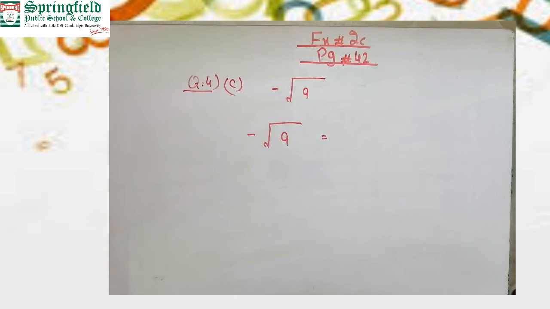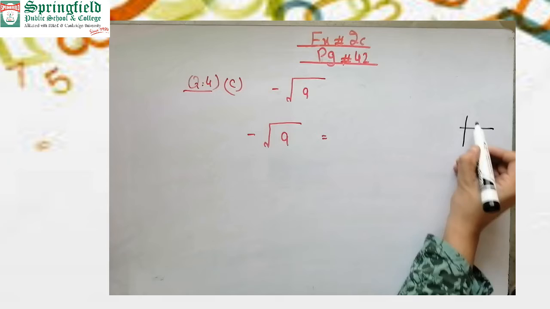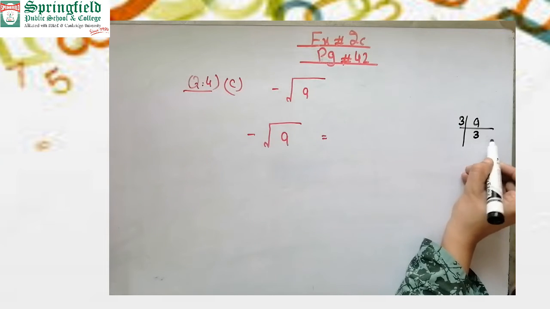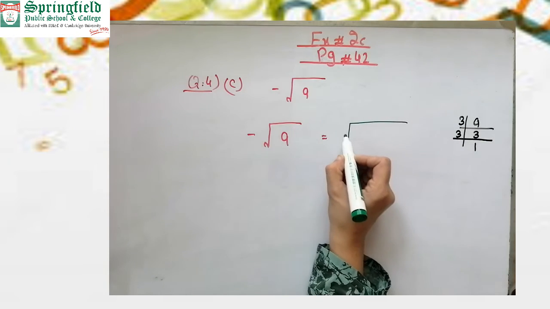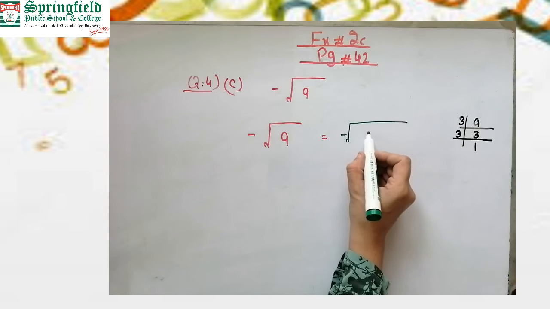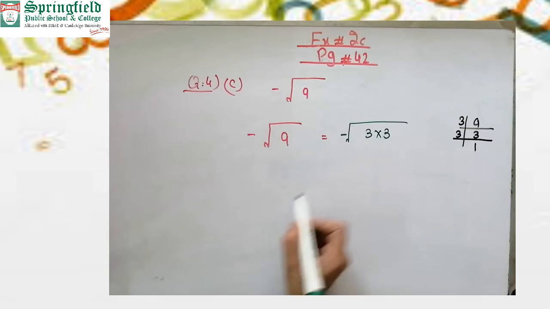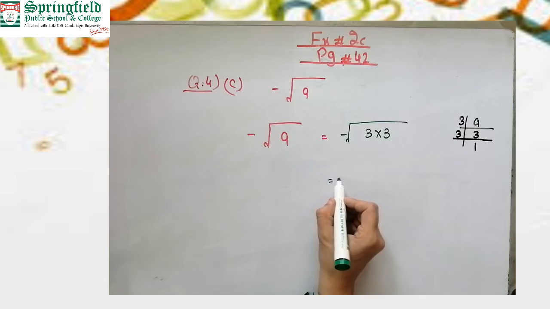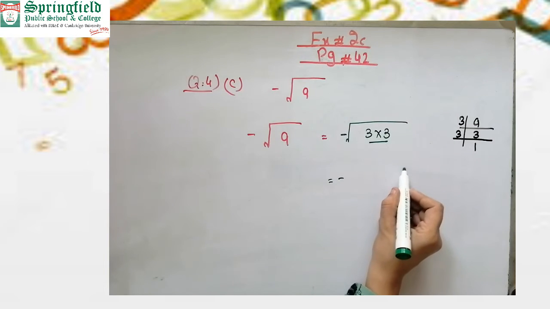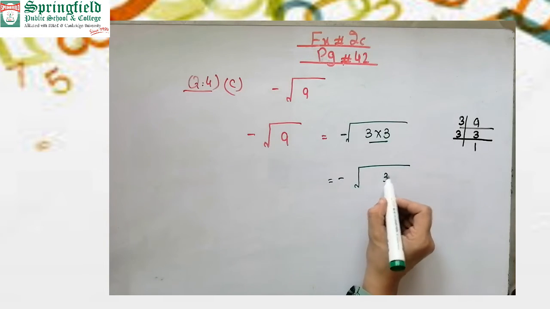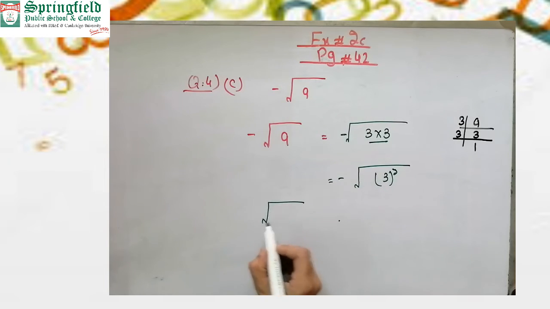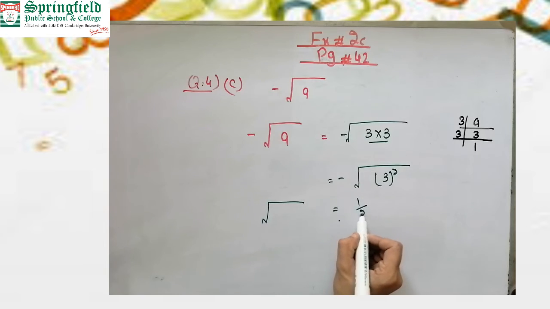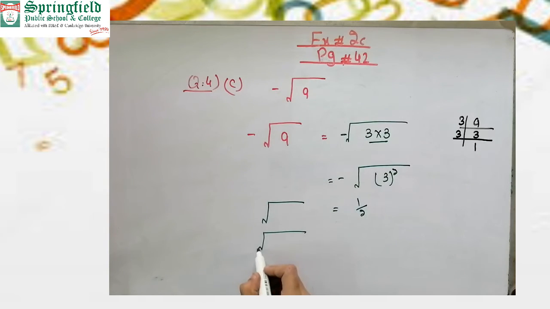Okay, now find out the factors of 9. 3 3s are 9 and 3 1s are 3. So write down the factors of 9 and negative sign. 3 multiply 3. Now make the pair of factors. It will become 3 square, and as we know that the value of square root is equal to 1 by 2, so put the value of square root here.